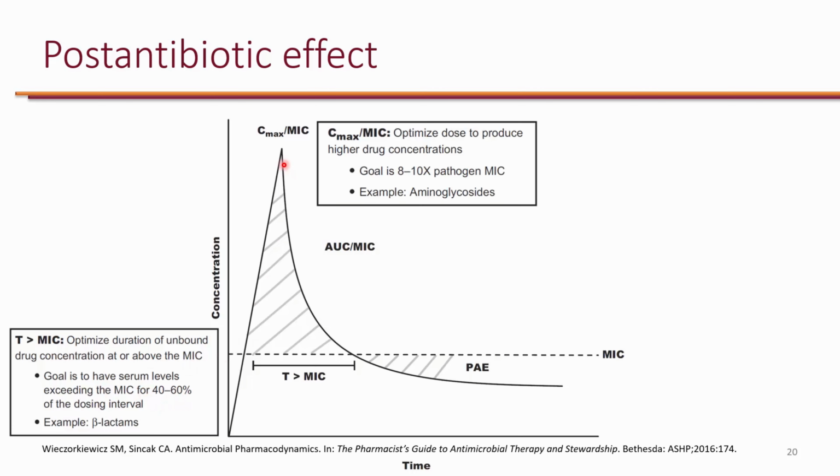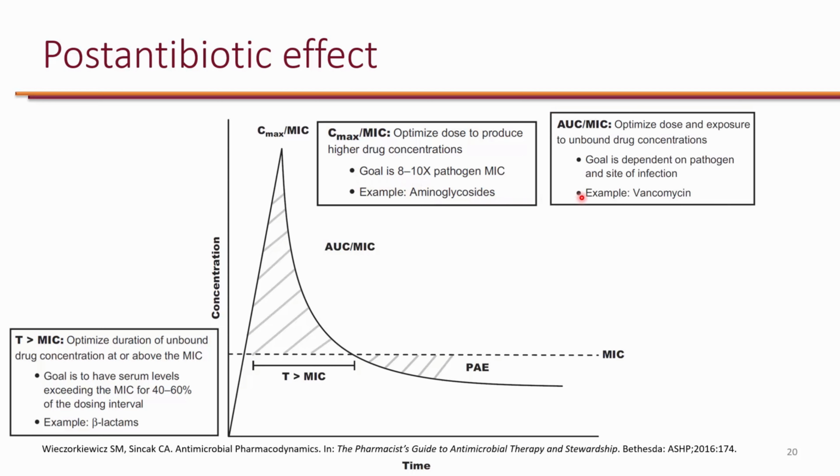Now, the ratio of peak to MIC is used for concentration-dependent antibiotics such as aminoglycosides. Our goal is to have a peak to MIC of 8 to 10 times the MIC. So if the MIC happens to be 1, we want the peak to be 8 to 10, so 10, for example. Whereas if the MIC happens to be 2, then you want the peak to be 20. So 10 times 2 would be 20.